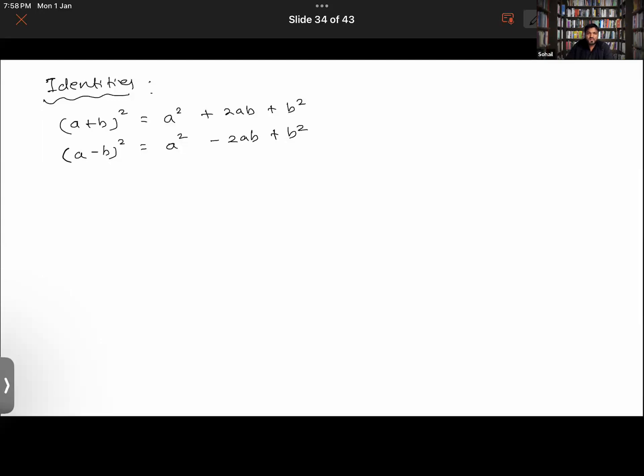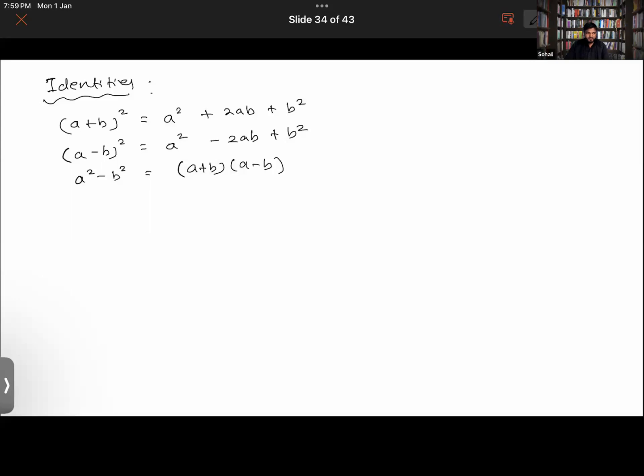And Moaz, do you remember any other identities? Yes, sir, there's one more: a square minus b square, that is a plus b times a minus b. Very good. So these are the three main identities which you guys will be using in the chapter. This is a very important identity. Try to memorize that.